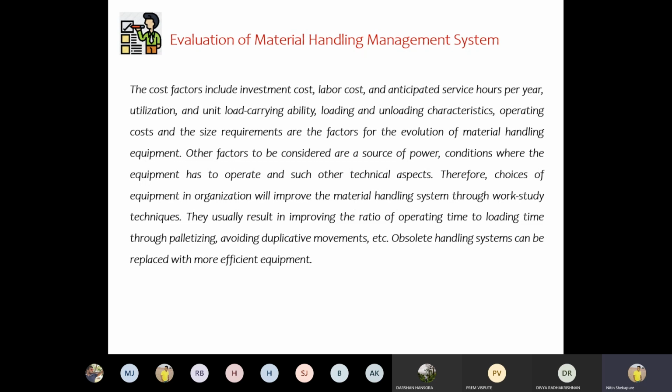Whenever we are handling any material, we are going to use certain equipment to handle that material, but a lot of costs are involved in material handling. That cost may be related to the cost of the equipment which we are using, so it is going to be our investment. At the same time, we may require people to handle the equipment, so that will come under the labor cost.